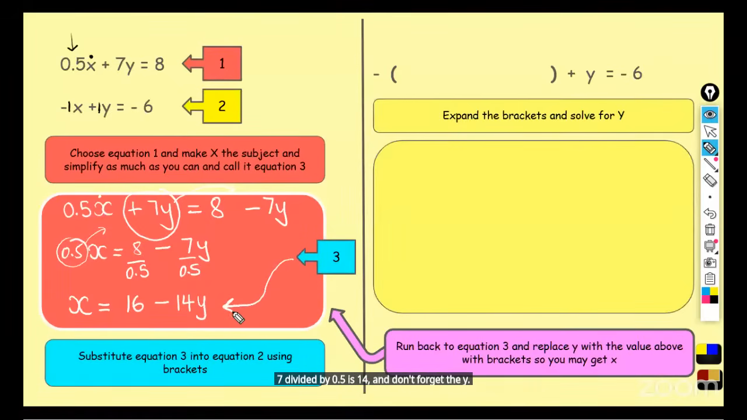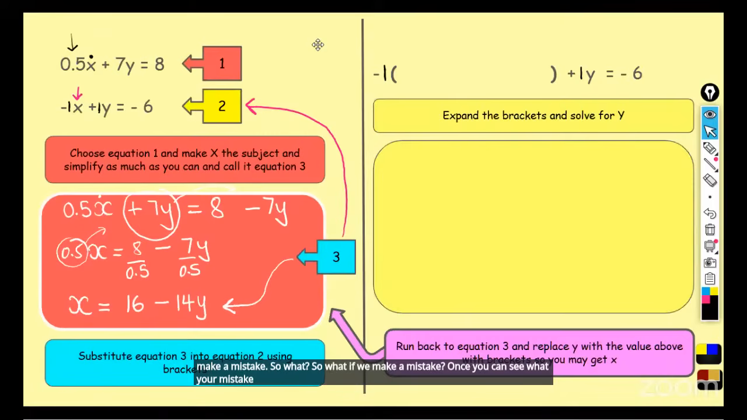This here is equation 3. Run to equation 2 now. And wherever you see an x, look at here, throw it away and replace it with 16 minus 14y. Right? So don't forget, the thing touching x is 1, and the thing touching y is 1. Good luck. Take it from there. If you make a mistake, so what? So what if you make a mistake? Once you can see what your mistake is and you understand, keep pressing forward.